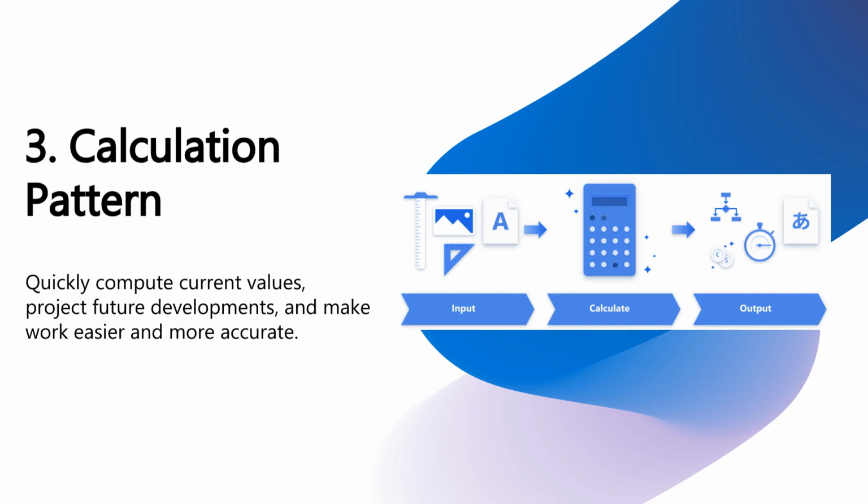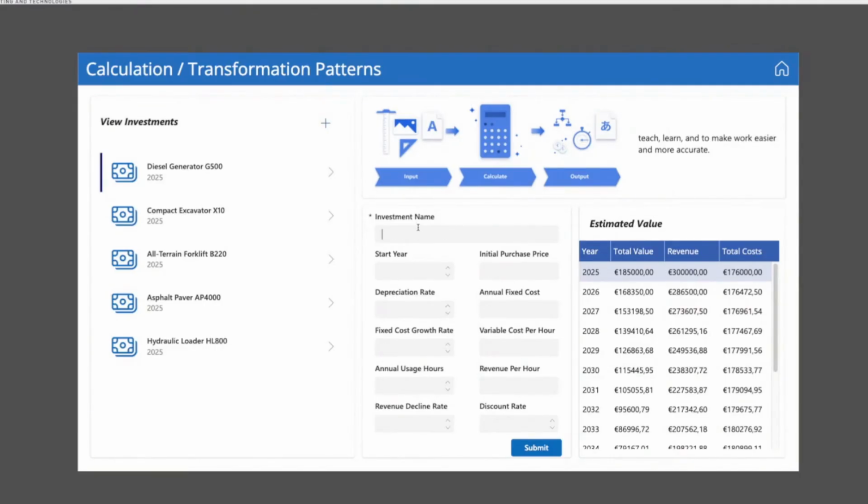Pattern number 3, the calculation pattern. This pattern ensures your team can input assumptions, run projections, and archive scenarios for later analysis. Here's a demo of how decision makers benefit from this calculation pattern. Suppose you need to evaluate multiple investments regularly. Instead of building long-winded spreadsheets, you can create a simple app like this one.